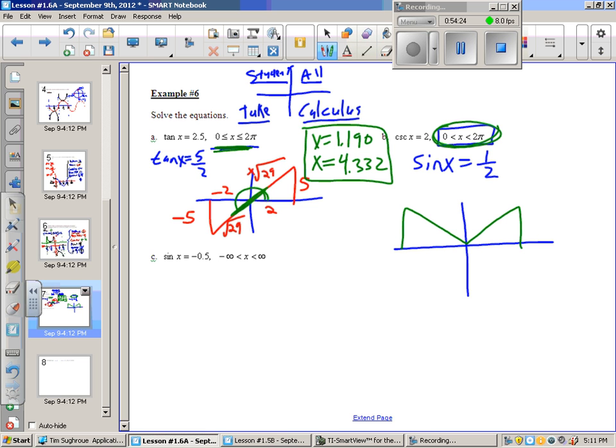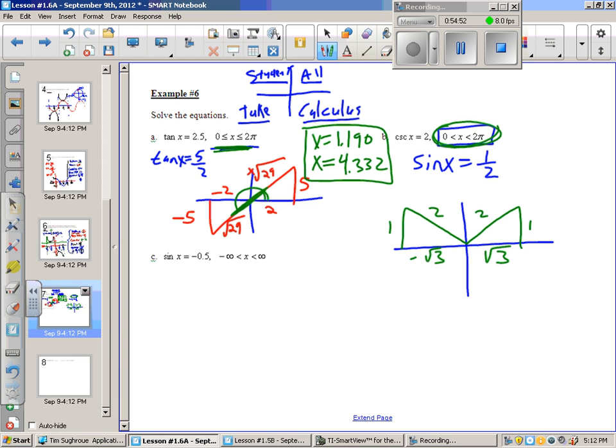If this would have said CSC to the negative first power of 2, then we would only list one answer. It's all about how they ask it. It's just a notational situation. You have to know how they are asking the problem. So sine is opposite over hypotenuse, opposite over hypotenuse, which makes this the square root of 3, negative square root of 3. How do I know that?